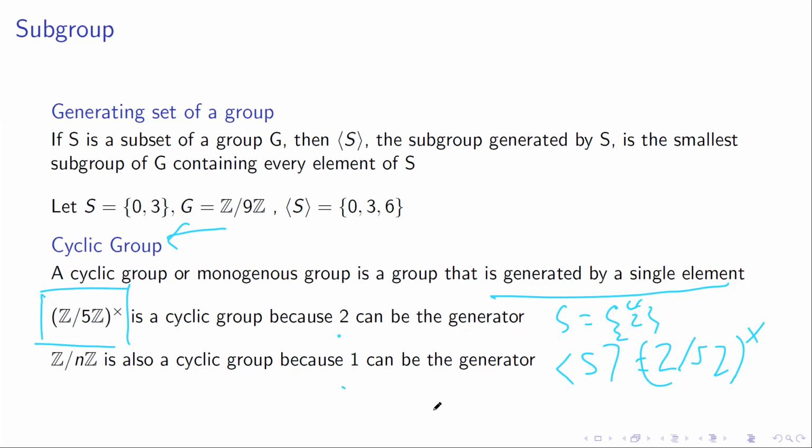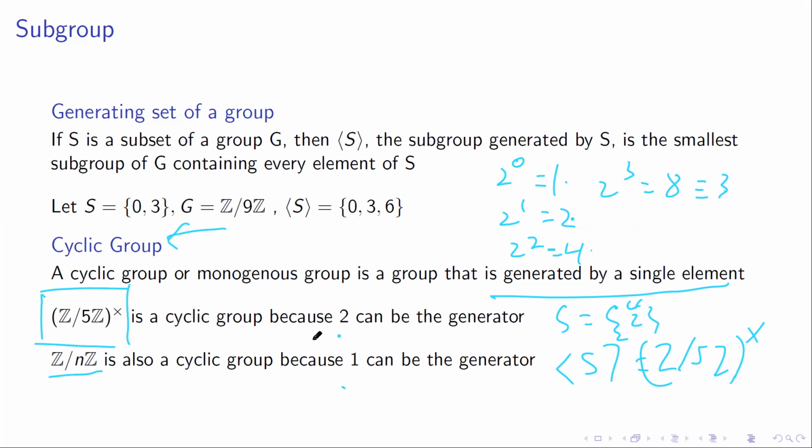I can make a simple proof for this. So let's say you have 2 to the power of 0, which equals 1, right? 2 to the power of 1 is equal to 2, 2 to the power of 2 is equal to 4, 2 to the power of 3 is equal to 8, and 8 modulo 5 is equal to 3. So we have 1, 2, 3, 4. And every element in this group can be generated from here.